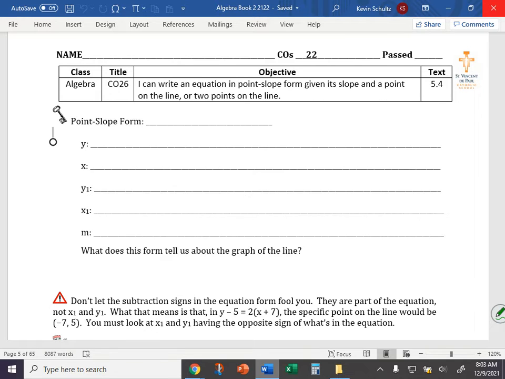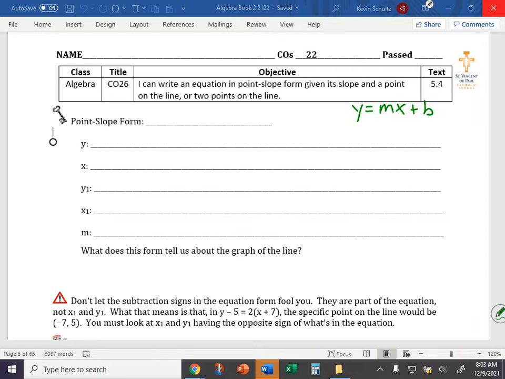Slope-intercept form, which you don't have to write down if you already know it, but what information does slope-intercept form give us about the line? What does it tell us? Just by looking at the equation, what can we conclude? Ellen? You get the y-intercept, and you get the slope. That's why it's called slope-intercept form.